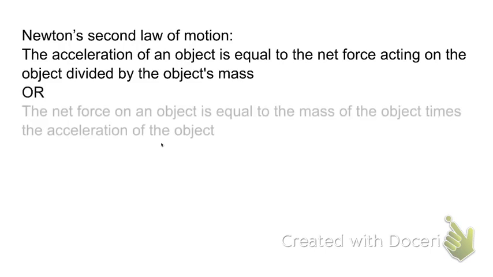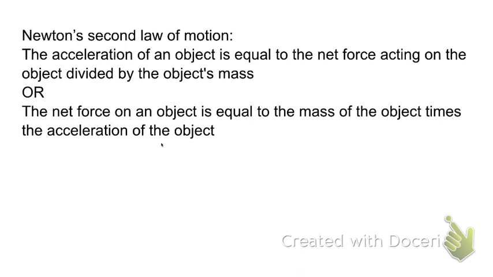Okay? So you could write this another way. You could instead say net force on an object is equal to the mass of the object times the acceleration of the object. Neither one of these is wrong. It's just a different way of phrasing it. Whichever one makes more sense to your brain is the one I would keep track of.